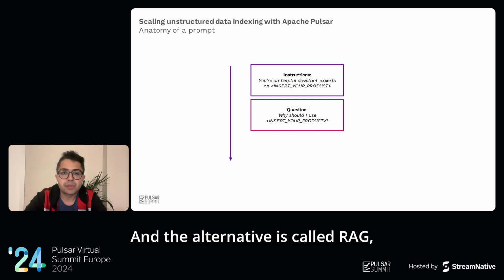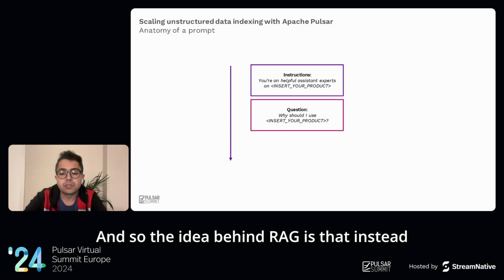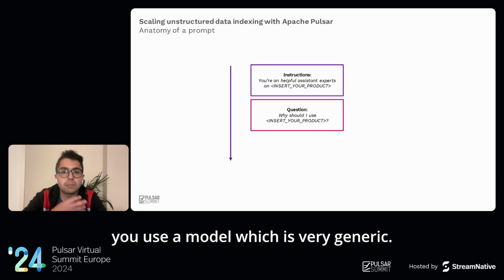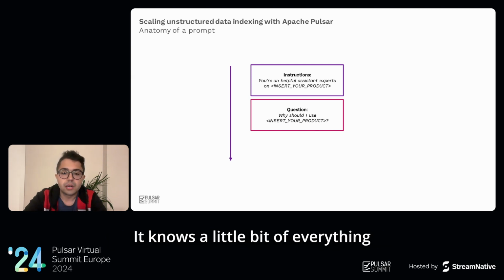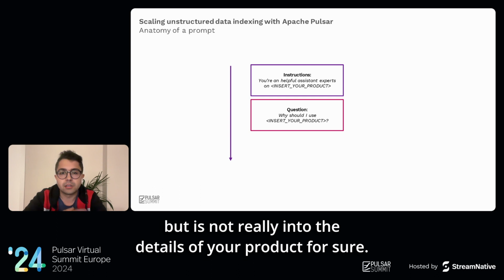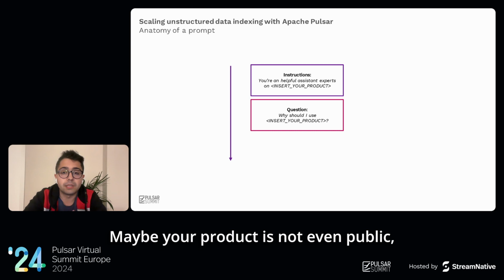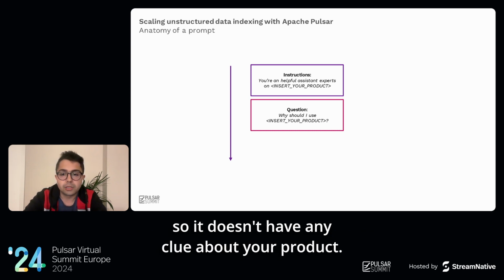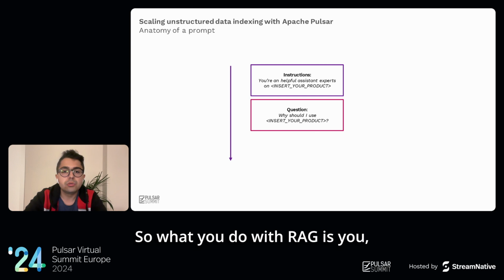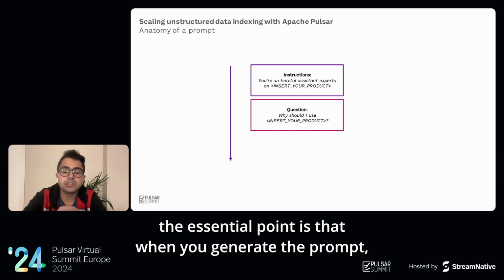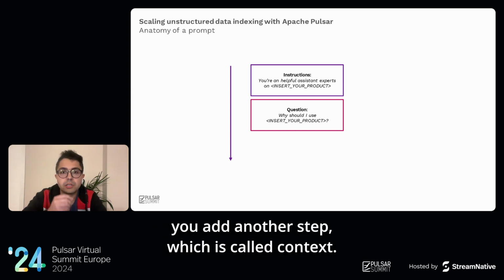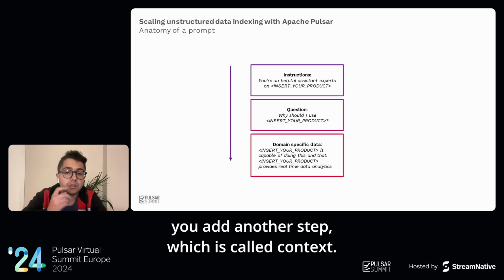The alternative is called RAG, Retrieval Augmented Generation. The idea behind RAG is that instead of training a model, you use a model which is very generic. It knows a little bit of everything, but is not really into the details of your product for sure. Maybe your product is not even public, so it doesn't have any clue about your product. So what you do with RAG is, the essential point is that when you generate the prompt, you add another step, which is called context.